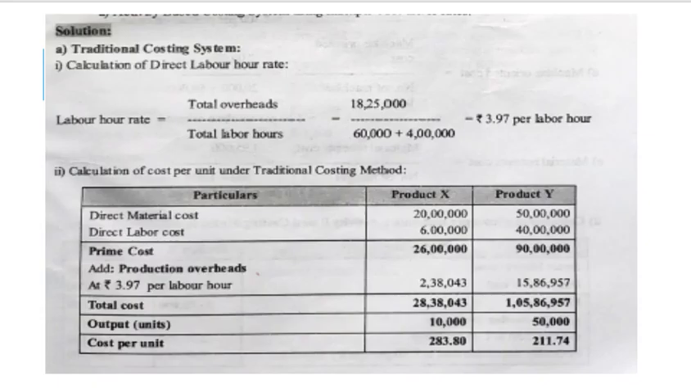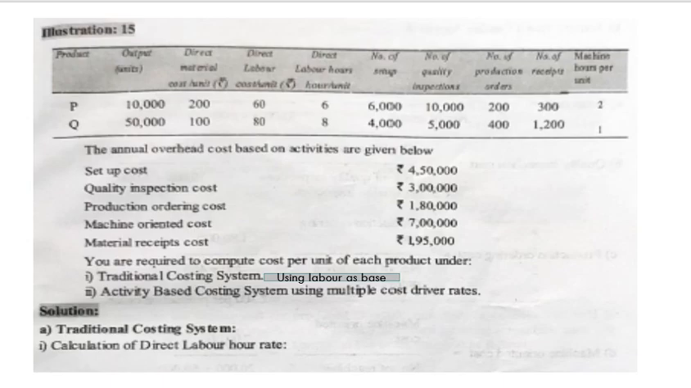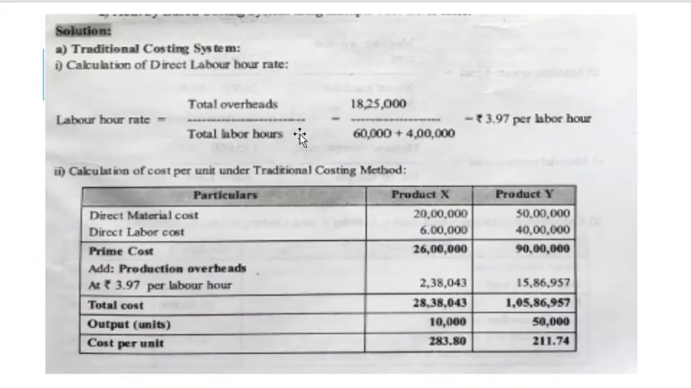So now your total overheads divided by total number of labor hours. Your total overheads is 4,50,000, that is the annual overhead for setup cost. Quality inspection cost, which is 3 lakh. Production ordering cost, which is 1,80,000. Machine oriented cost, which is 7 lakh. Material receipts cost, which is 1,95,000. So we will add up all that and divide by total labor hours.